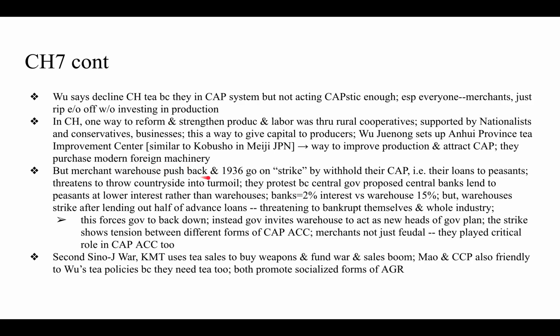But the merchant warehouses pushed back, and in 1936 they went on strike by withholding their capital, i.e. their loans to peasants. This threatened to throw the whole countryside into turmoil. They protested because the central government proposed central banks lend to peasants at lower interest rates rather than warehouses. Banks would lend at a 2% interest rate versus warehouses, which were lending at an astounding 15% interest rate. But warehouses struck after lending out half of the advanced loans, thus threatening to bankrupt themselves and the whole industry.